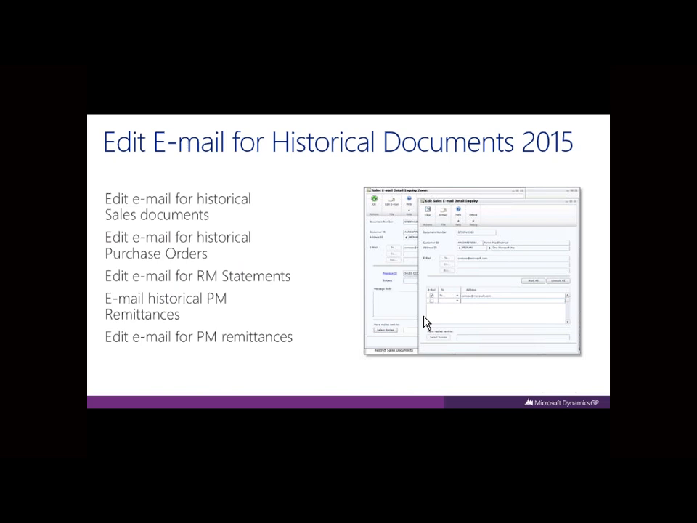So GP 2015 lets you edit the email for historical documents. I'm still not completely sure that I understand why someone desperately needed this feature, except for maybe resending an invoice or resubmitting an invoice where the contact is changed or left or whatever. But they sort of stuck it all throughout the system. So my guess is that someone asked and it was easy.